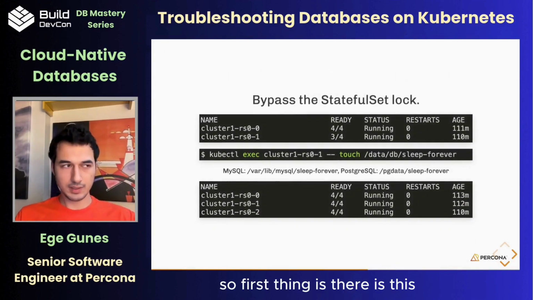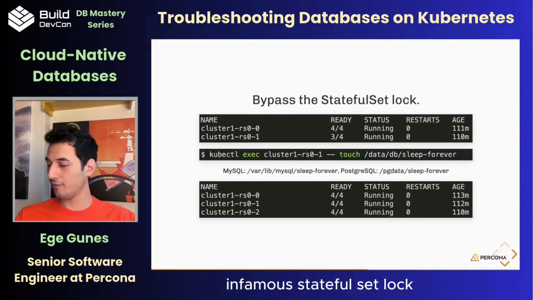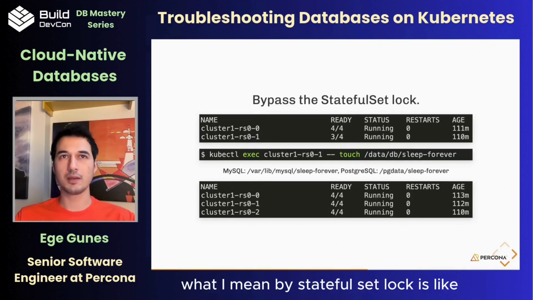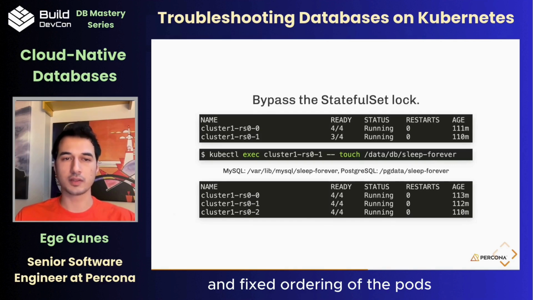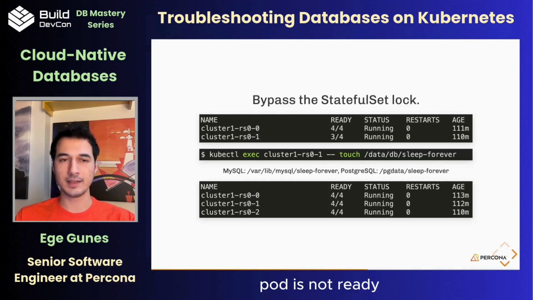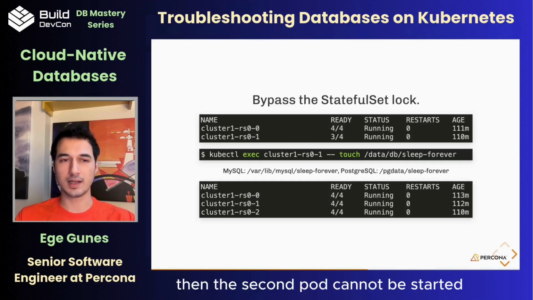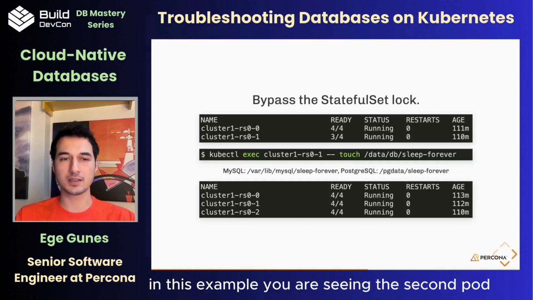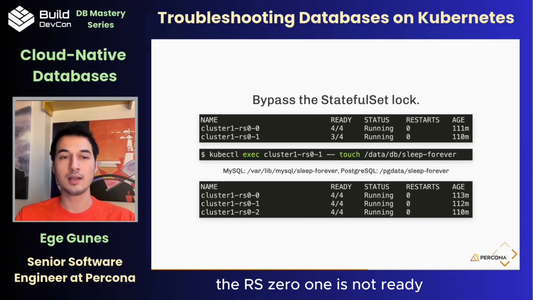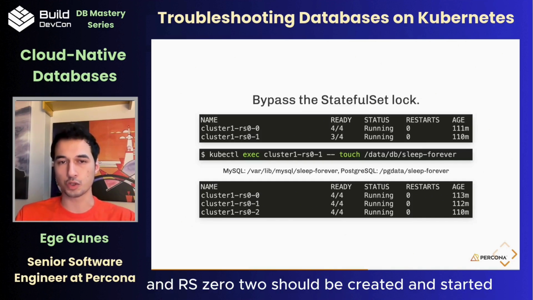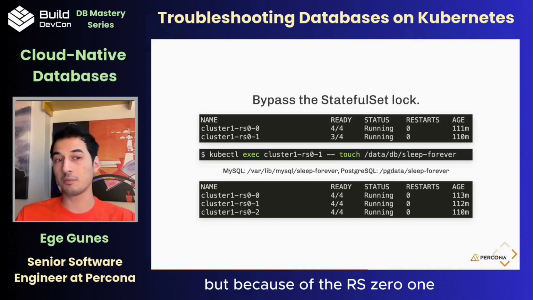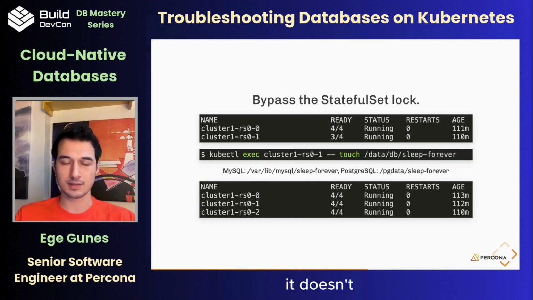First thing is this infamous StatefulSet lock. What I mean by StatefulSet lock is that in StatefulSets, there is a special ordering and fixed ordering of the pods. And there is a rule that if the first pod is not ready, then the second pod cannot be started. In this example, you are seeing the second pod, the RS01, is not ready. I actually have 3 replicas, and RS02 should be created and started. But because of RS01, it doesn't.